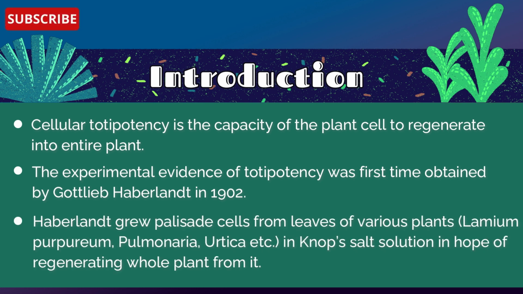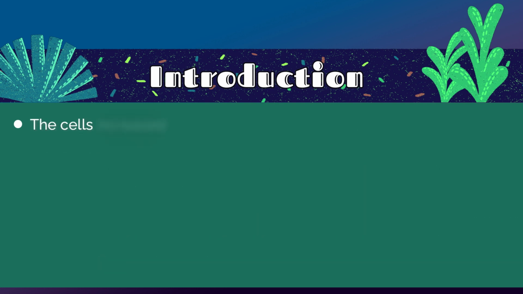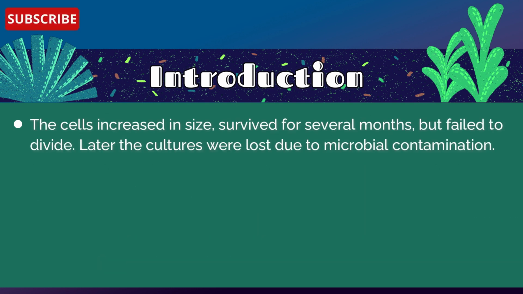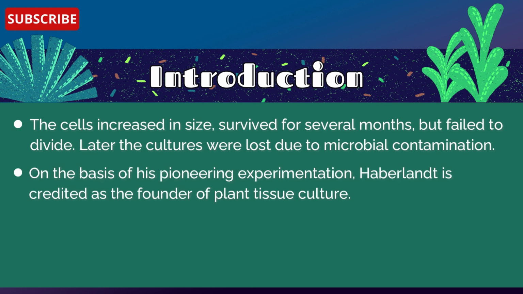Haberlandt grew palisade cells from leaves of various plants, Lamium, Pelargonium, Pulmonaria, Eichhornia, etc., in Knop's salt solution in hope of regenerating a whole plant from it. The cells increased in size, survived for several months but failed to divide. Later, the cultures were lost due to microbial contamination. On the basis of his pioneering experimentation, Haberlandt is credited as the founder of plant tissue culture.